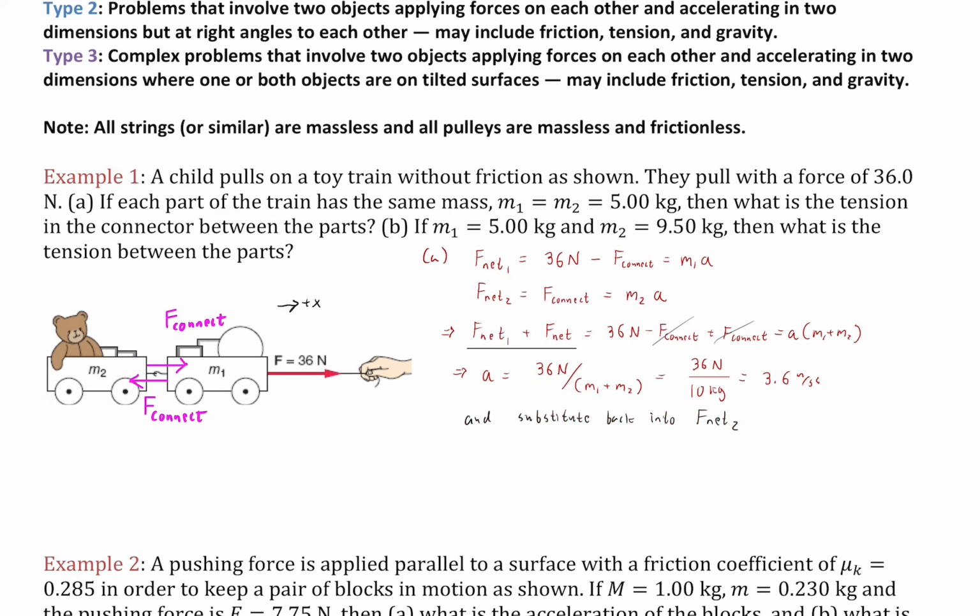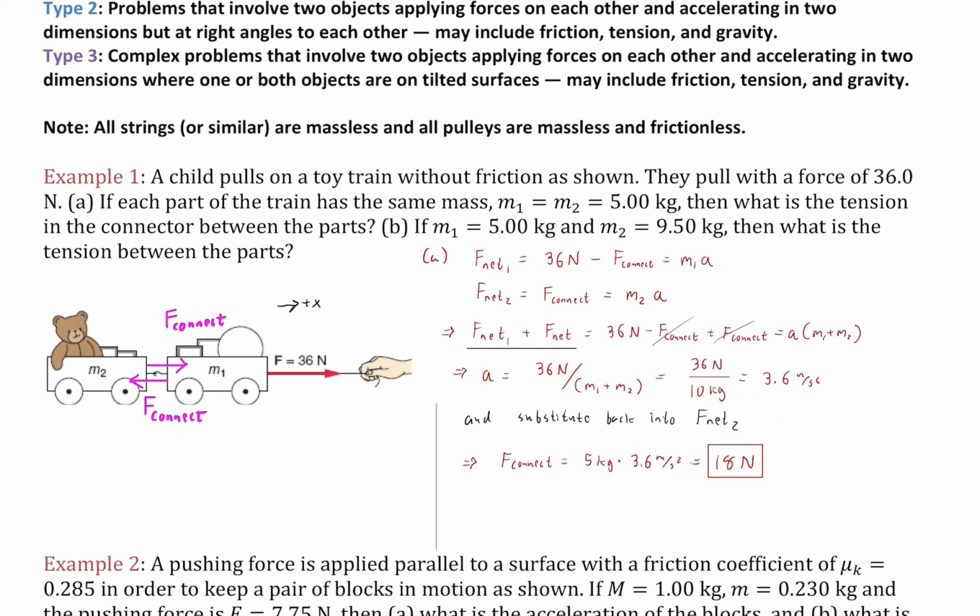So then we're going to substitute the value back into Fnet2. Why did I choose Fnet2? Because it's the simpler equation, not that it would be that much more complicated to substitute it back into Fnet1. When I do, I find that F connect is just M2, 5 kilograms, times A, which we now know is 3.6 meters per second squared. That tells me the connecting force between them is 18 newtons.